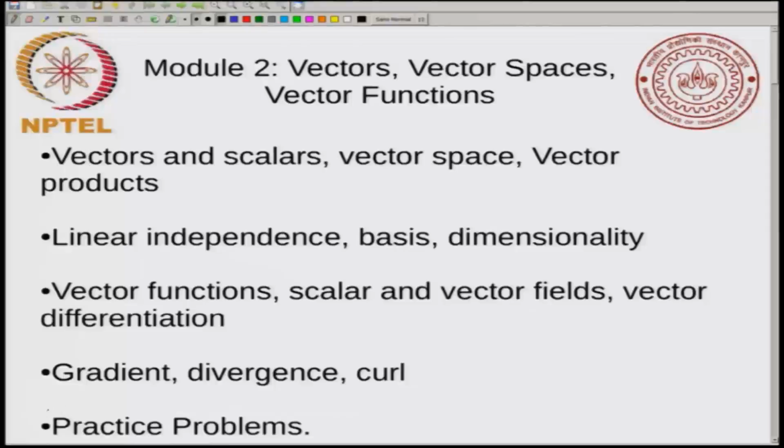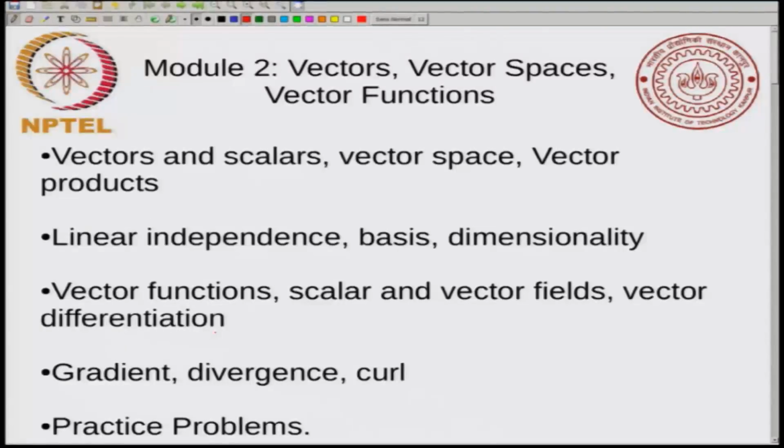Today will be the final lecture of module 2, where I will be working on some practice problems. In this module you have studied the basics of vectors, vector spaces and vector functions, and we studied some properties of vectors like linear independence and dimensionality. I will be focusing the practice problems today on these basic concepts of vectors. We will look at more problems related to scalar and vector fields in the problem sets of the next module.